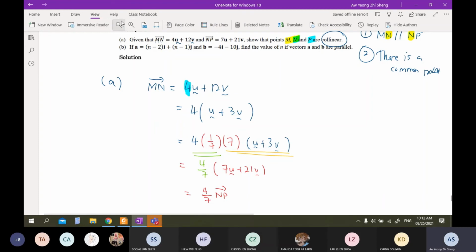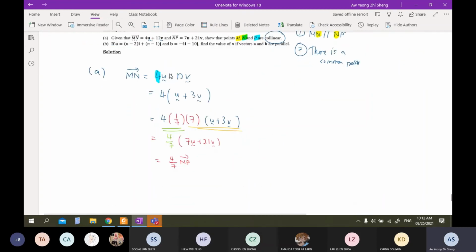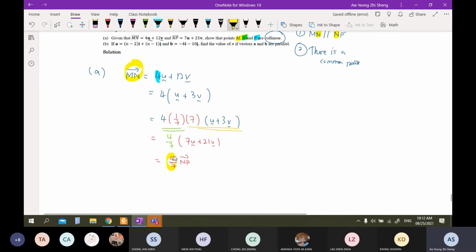Okay. So now what have we shown? We have shown that mn can be written as a number times np. The earlier page says if you can write a equals to kb, you can deduce that a is parallel to b. And so here mn is equal to a number times np, therefore mn is parallel to np.